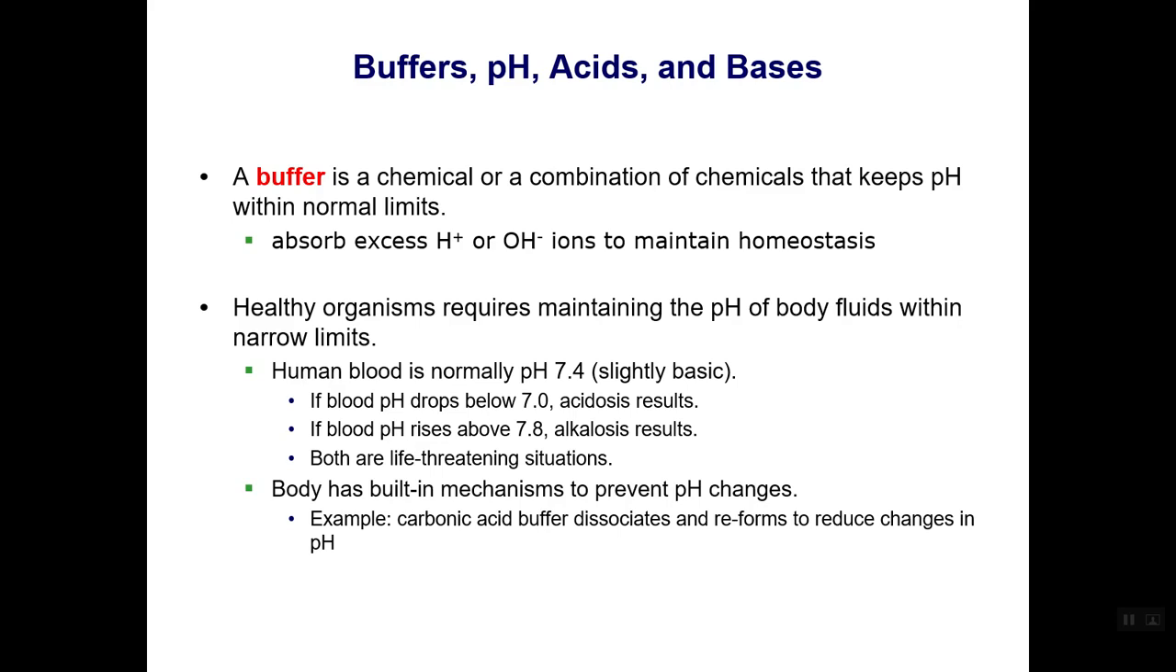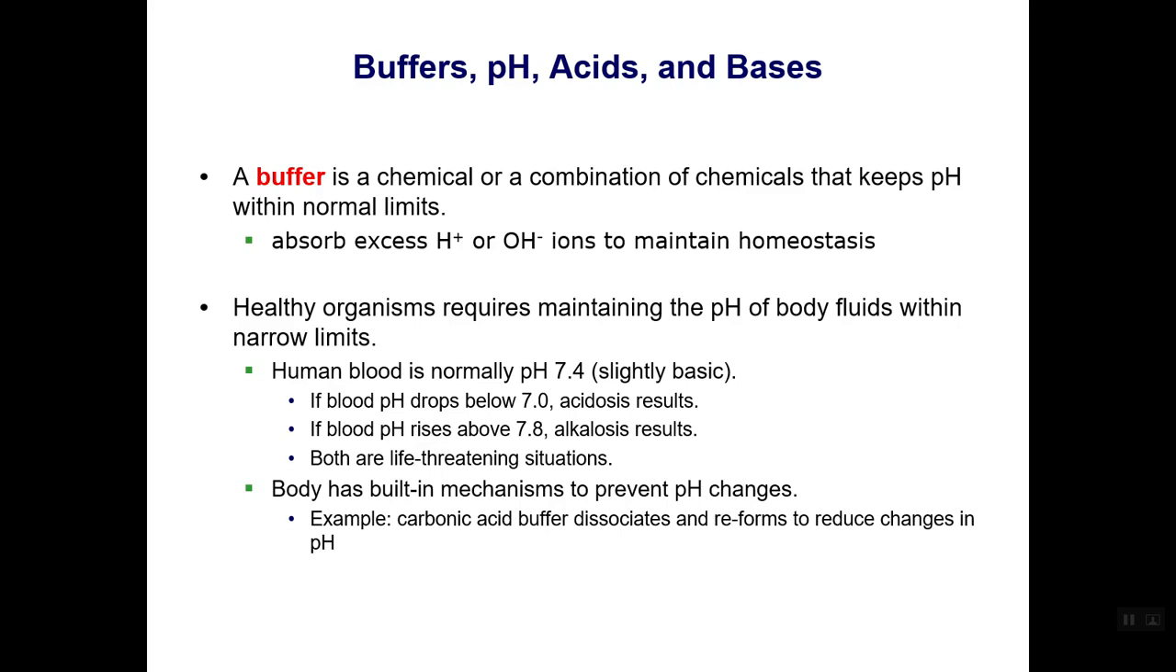Blood is normally slightly basic. That's good. But if it falls below a pH of 7, that results in acidosis of the blood. If the pH rises above 7.8, then that is going to result in alkalosis. Remember, alkalosis or alkaline and basic is the same thing. So your blood's becoming too basic or too alkaline. Both of these are life-threatening conditions.